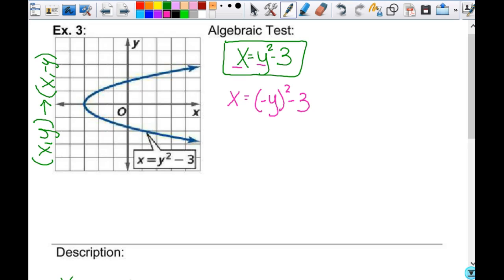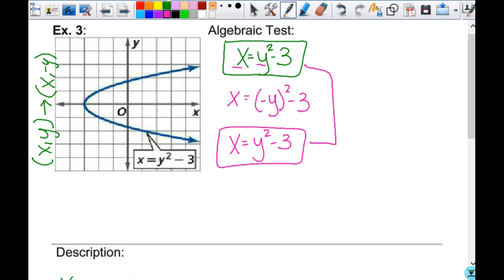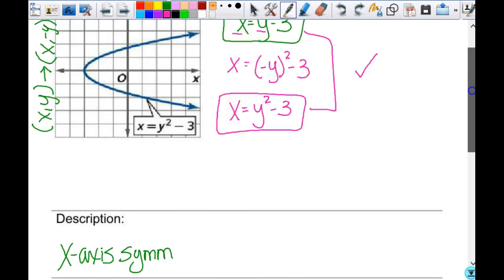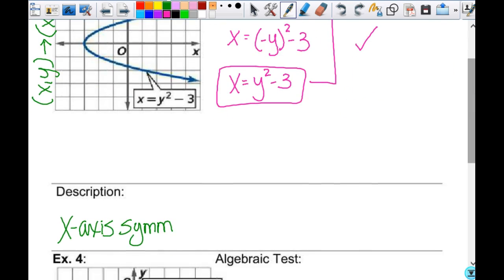This isn't crazy hard, and just by looking at it, you can figure out that this works, right? But the whole point is that it's an algebra test. It's kind of a proof, so you at least got to plug it in, show that you plugged it in. So that means x equals y squared minus 3 once I clean it up to get it in the same format. Do these match? Are those the exact same thing? Yep, they sure are. So that means it has x-axis symmetry for every xy.